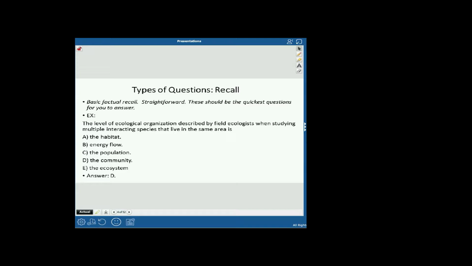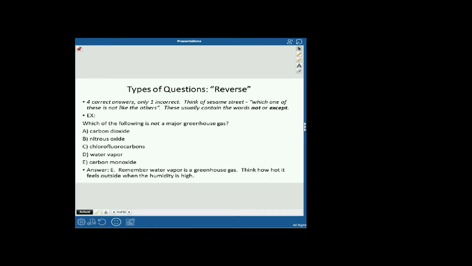It's just basically recalling facts. It's just memorizing facts that you've hopefully memorized. Okay, usually definitions, that kind of stuff. The next one is a reverse.